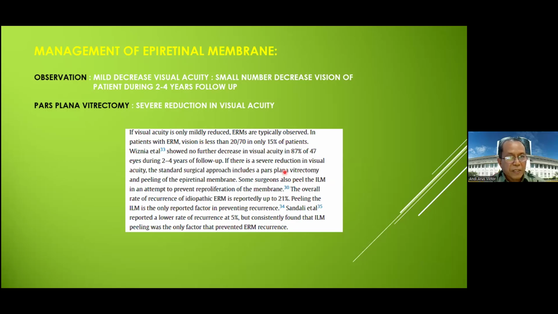Usually, for patients with epiretinal membrane, we just observe if there is mild visual acuity reduction, because only a small number of patients decrease during 2 to 4 years of follow-up. And if there is severe reduction in visual acuity, there is an indication for pars plana vitrectomy.